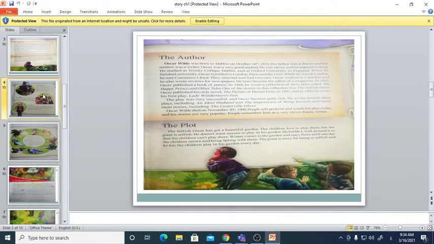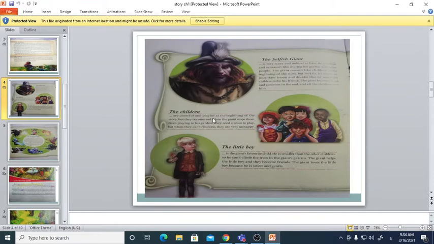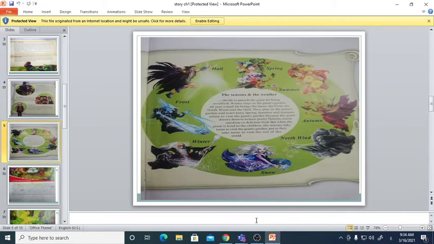On the next page, we have the characters of the story. The main character is the selfish giant, the children, and the little boy. You can read a small summary about each one of them. On the other page, we also have other characters: hail, spring, summer, autumn, north wind, snow, winter, frost. All of these are characters who will appear in the story, and we are going to know them one by one while dealing with the story.